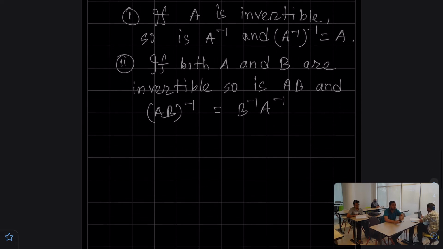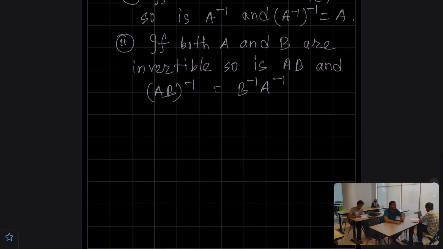So, we actually want to prove that if A is invertible, so is A inverse, and A inverse inverse is equal to A. That is a trivial proof, right? But how do we do that? The idea is to use the uniqueness of the A inverse, and show that if we take A inverse, they both go to I.